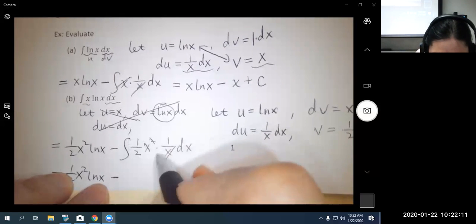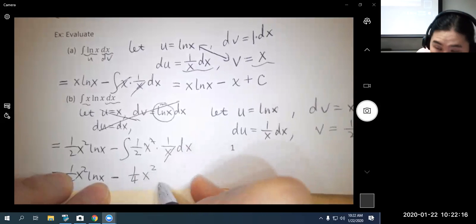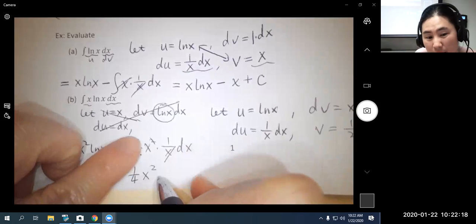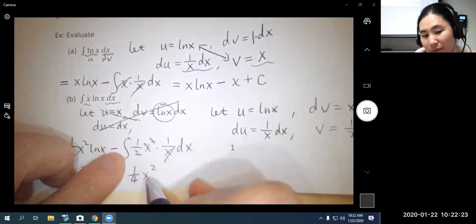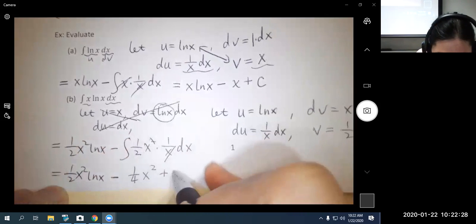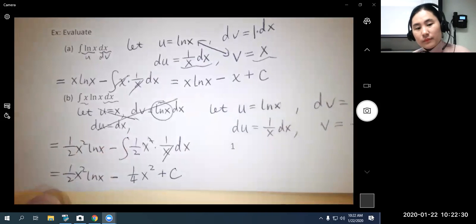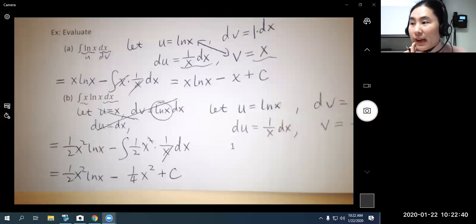And the antiderivative for 1/2 x should be what? 1/4 x squared, right? Agree with that? Because for x, the antiderivative is 1/2 x squared, so 1/2 x squared times 1/2 is 1/4, right? Done. Everybody in class clear about this question, how we do it? All right, can we move on?